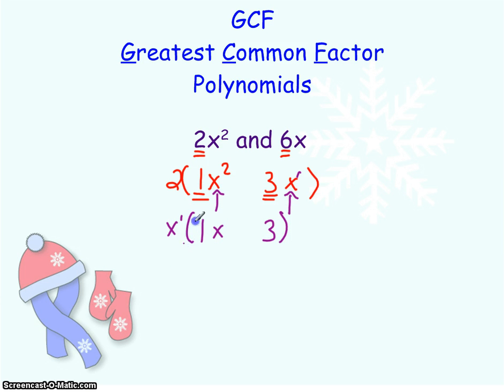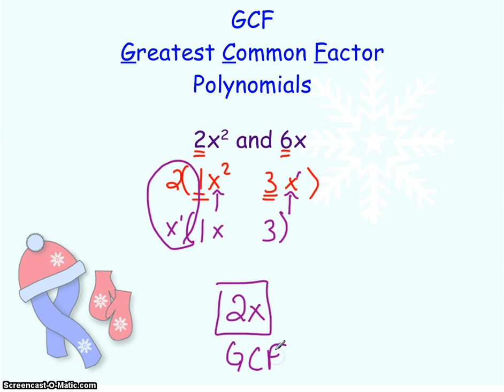So the GCF takes both of the things that you divided by: 2 and x to the first. So that is your GCF. Okay, and it's going to take a little bit of getting used to before you get the hang of it.